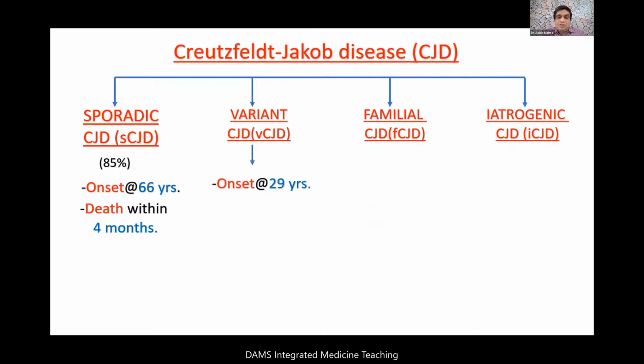In variant CJD, the onset occurs at an early age, at the age of 29. Death occurs within 14 months of onset of the disease. So this person, comparatively to a sporadic CJD, has a longer life. And where was variant CJD seen? It was seen in Europe, in youngsters especially, when they consumed the tainted beef over there. So there was a kind of an epidemic over there, and that was variant CJD.